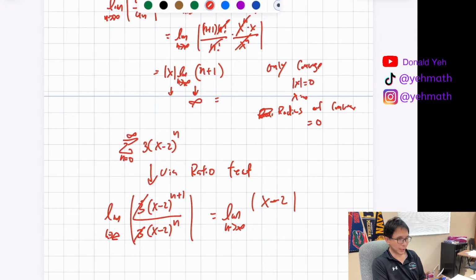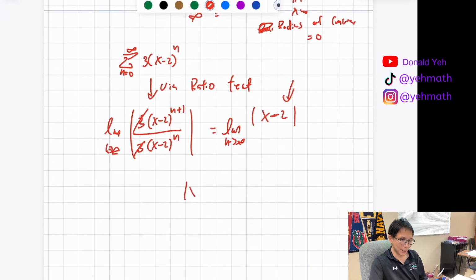So if you see here, it doesn't matter what the n is, but it matters what the x value is now. Which x value is going to tell you whether they converge or not. What is my center? The center is 2. Good.